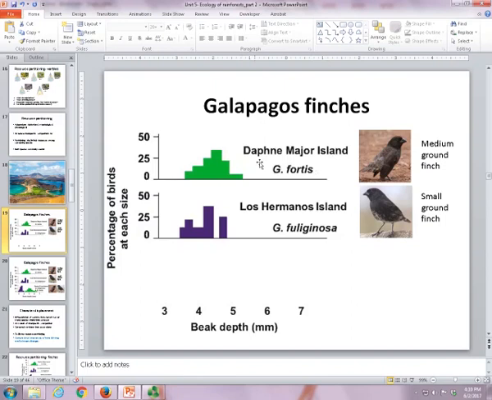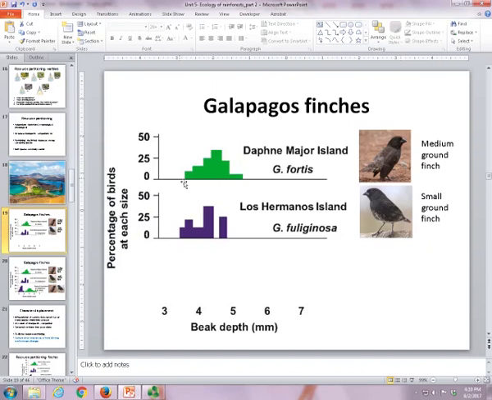So the first island is Daphne Major, and you find only medium ground finches in this island. The second island is Los Hermanos. That's another island, second one that we are going to be talking about, and you can find only small ground finches in this island. And if you look at the bill shape of these ground finches, you may realize that they are seed eaters. So they have these conical bills, so they can actually have enough force to crack open seeds because of the shape of the bill.